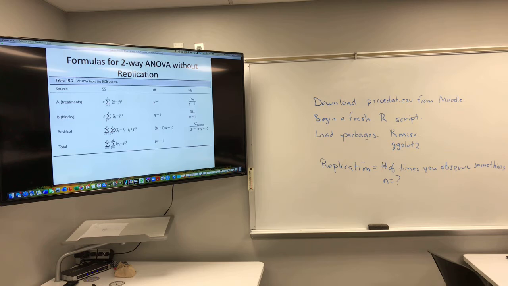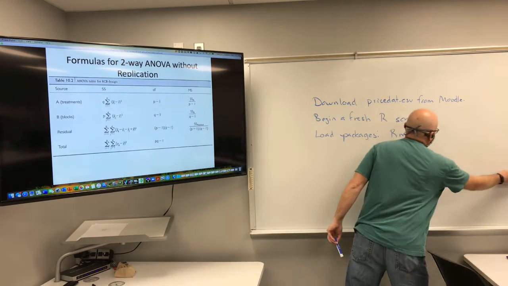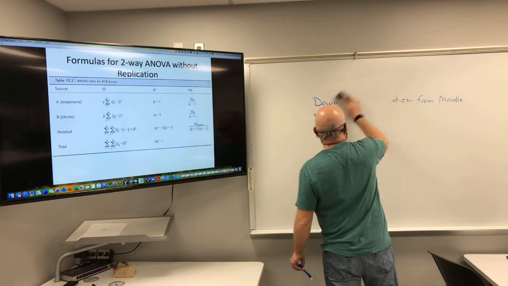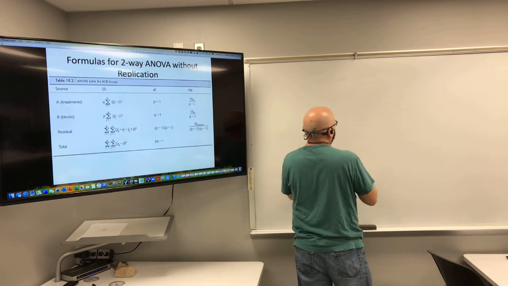So this is why we need to analyze two-way analysis of variance without replication. And so the calculations for this are pretty straightforward. You have columns and rows. So in the example that we're going to use today, it's a classic non-sciencey sort of randomized block design.